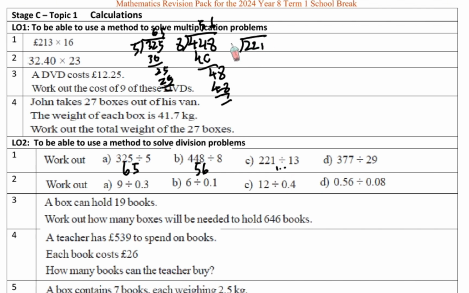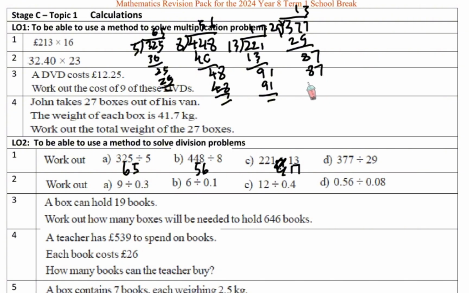221 divided by 13, we get a 1. 13 times 9, we drag 1 down, 7, and we get 91. So the answer is 17. 377 divided by 29. 129, we get an 8. 7, we get 3 times 29, 87. So the answer is 13.